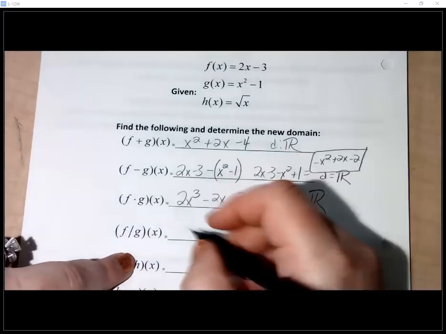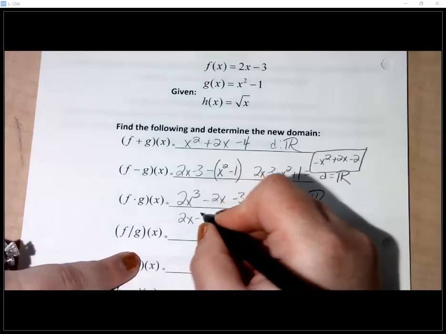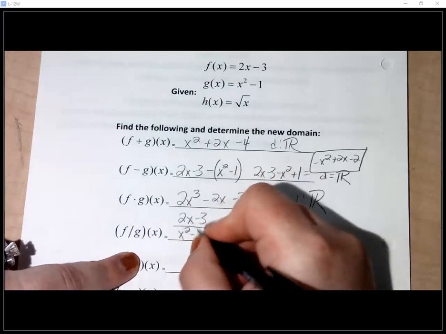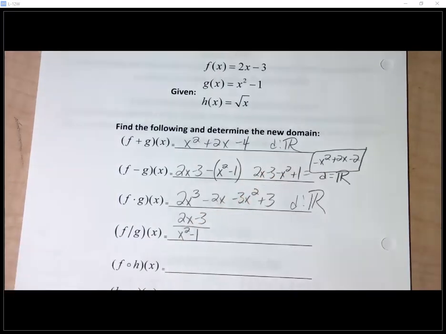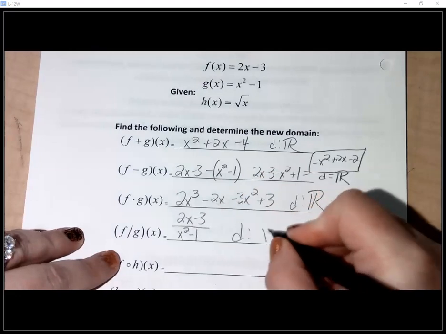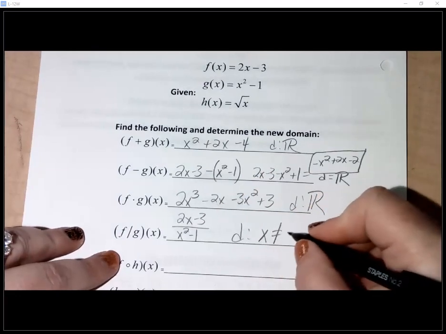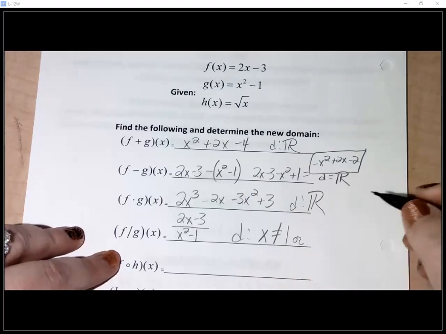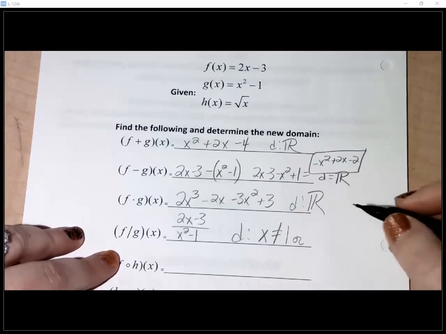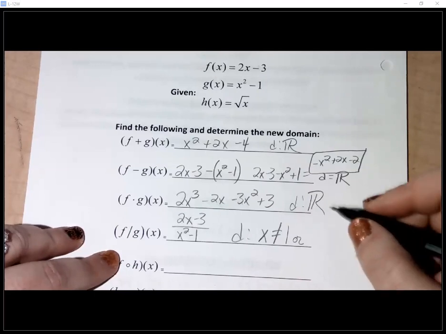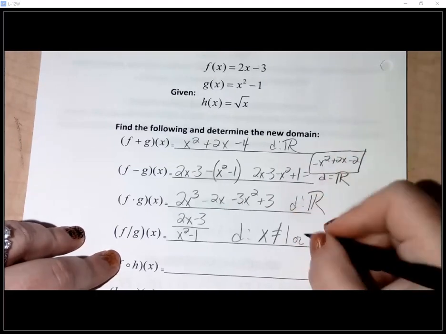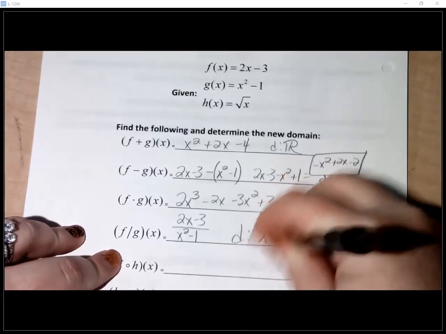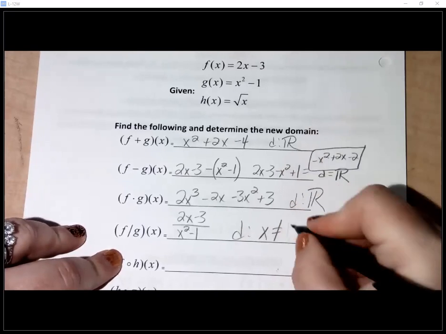So we're going to do the f, 2x minus 3, divided by the g, x squared minus 1. Even though the domain of f is all reals and g is all reals, the domain of the final one is not, because I can't have a 0 in the denominator. So what must be excluded? One is correct, but there's something else. Negative 1. Yeah, positive and negative 1. So I'm actually going to write it as plus minus 1.